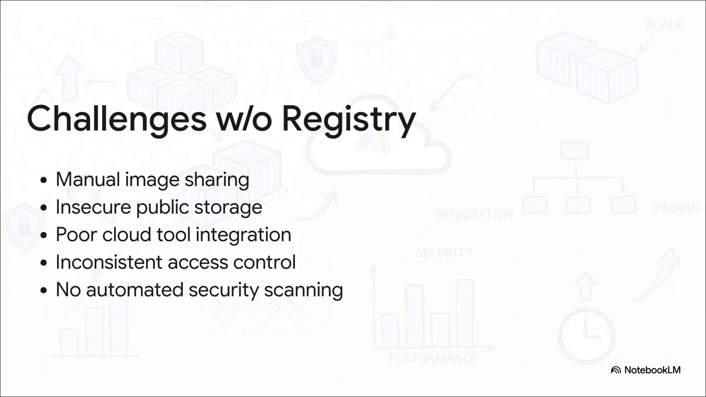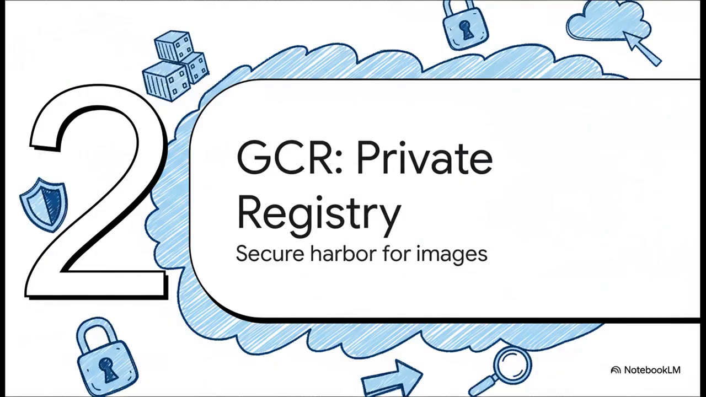Teams start sharing images manually, which is slow and just asking for mistakes. You might even be storing sensitive code in public repositories. Yikes. Your tools don't talk to each other, and you have no consistent way to control who can access what. It's just not sustainable. And this is exactly where Google Container Registry, or GCR, comes into the picture. It's designed to be that secure harbor, solving all those problems we just talked about.